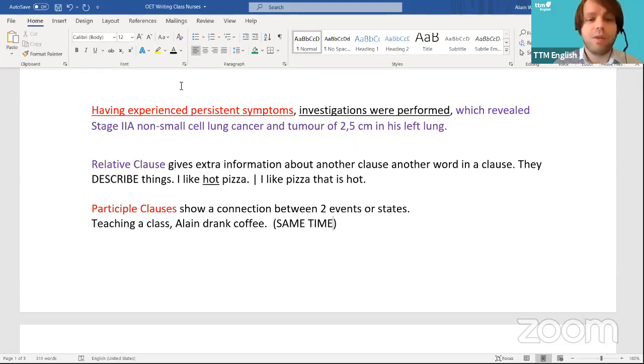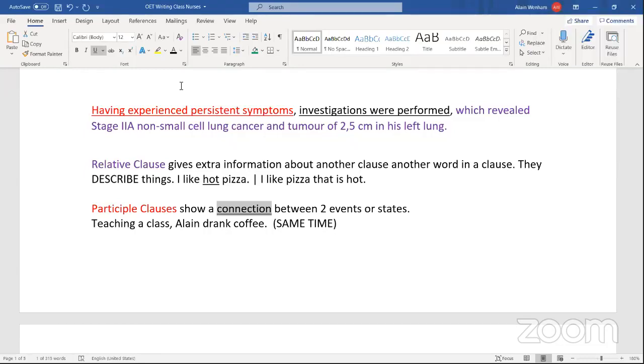But there's actually more than one connection. Right? There's different types of connections. Like, what if I said something like, the car crashed, killing two people? Is that happening at the same time? No.